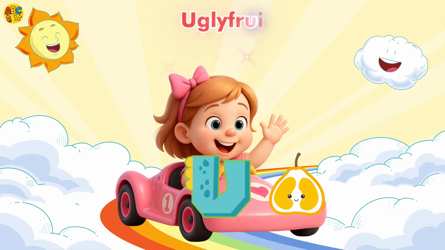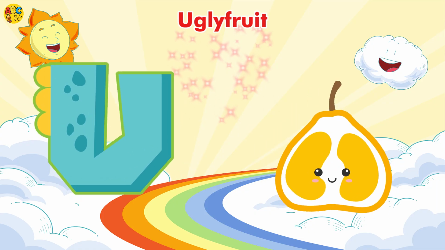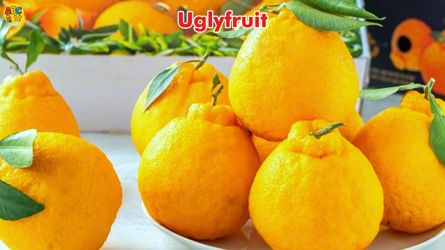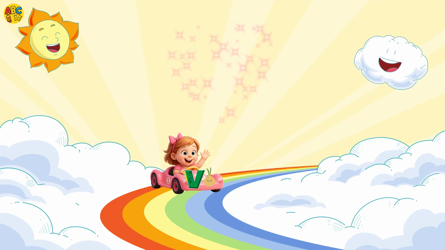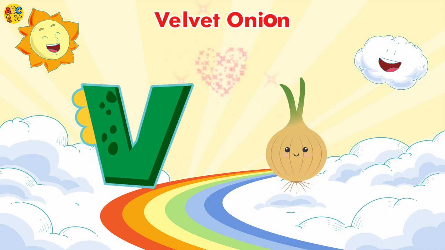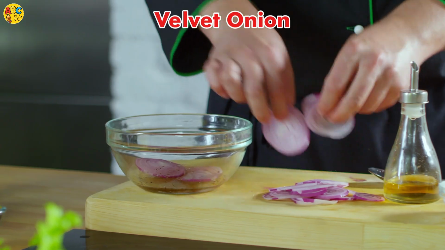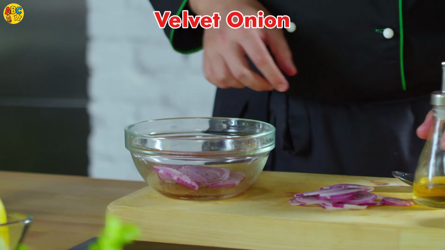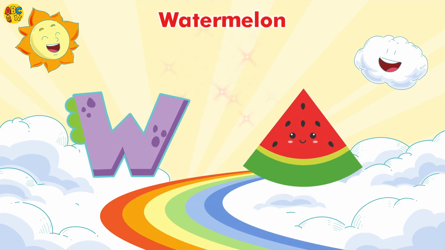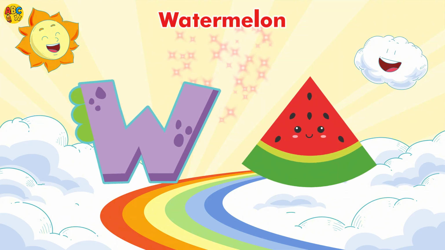U is for ugly fruit, ugly fruit. Bumpy but sweet. U is for ugly fruit, bumpy but sweet. Ugly fruit. V is for velvet onion, velvet, velvet. Peel the layers. V is for velvet onion, peel the layers. Velvet onion. W is for watermelon, watermelon, big and juicy. W is for watermelon, big and juicy.